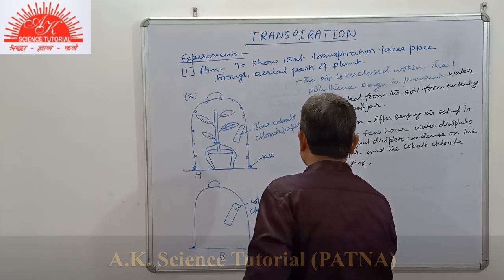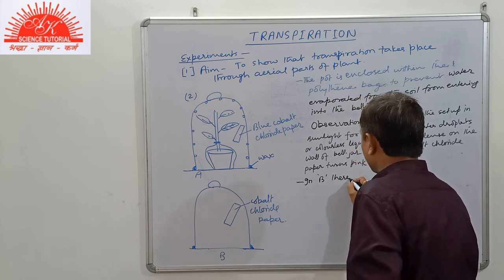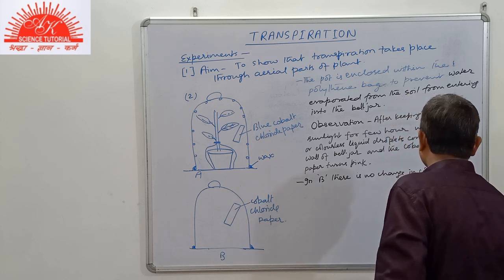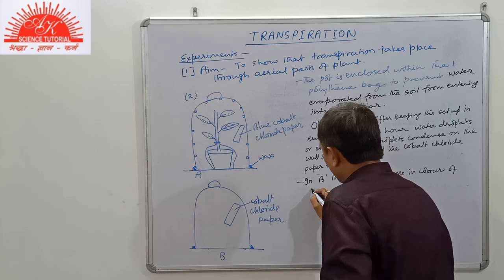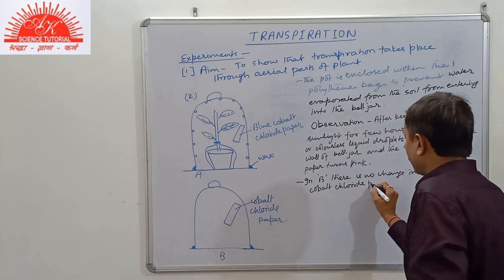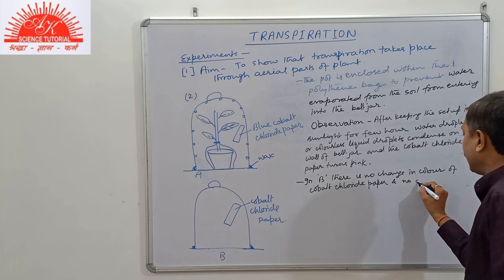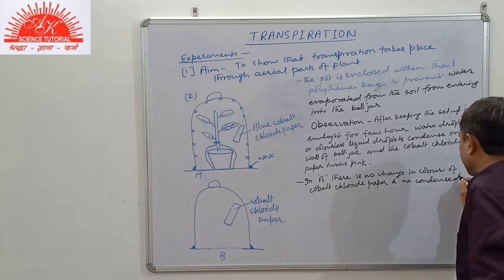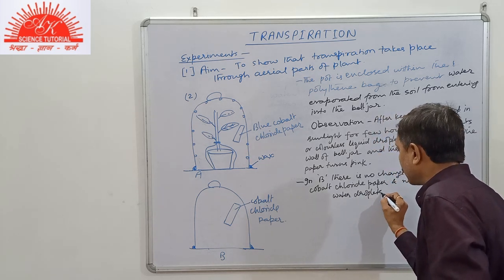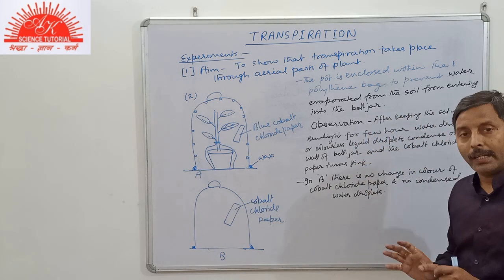In setup B, there is no change in color of cobalt chloride paper and no condensed water droplets. This indicates that this setup acts as the control experiment.